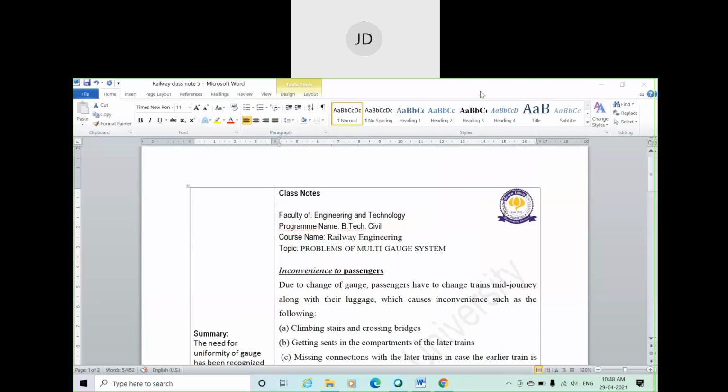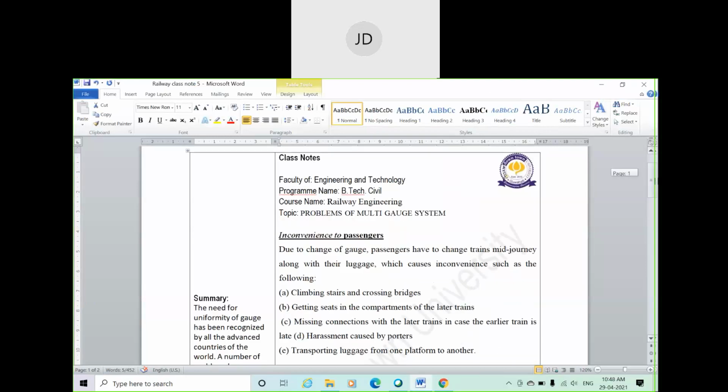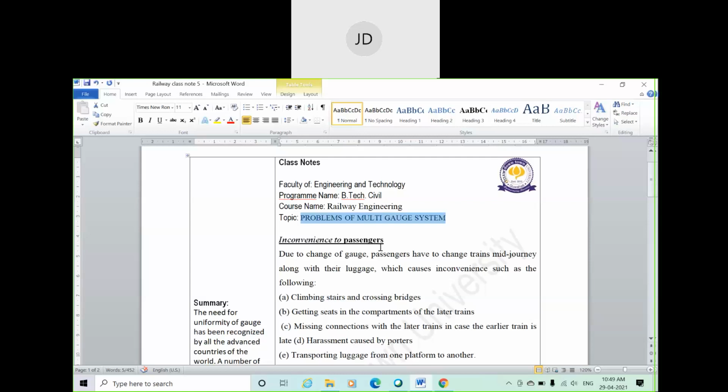So the first point that we're going to discuss about the problem of the multi-gauge system is inconvenience to passengers. Suppose you want to go to the southern part of the country. If you are not taking a specific route, if you are taking a meter gauge line, suppose to Kolkata, I'm talking hypothetically, I'm not taking the exact meaning, but to make you understand, I'm giving some example. Suppose you want to go to the southern part of India, but you have taken a train which can only travel to Kolkata, because that particular train is on meter gauge.